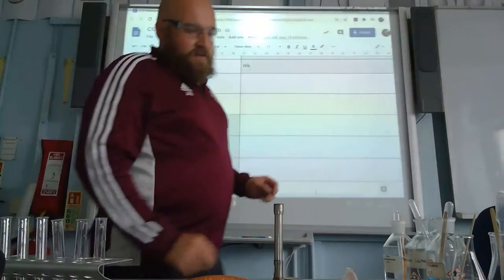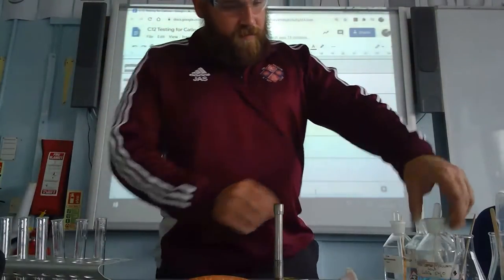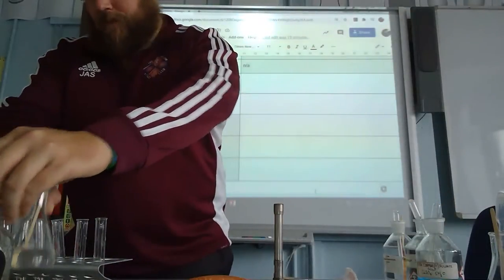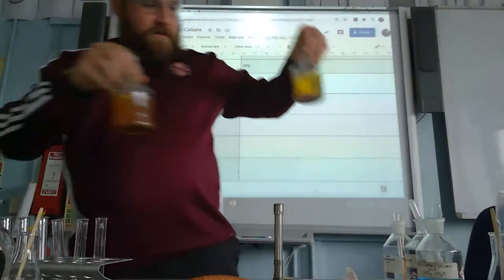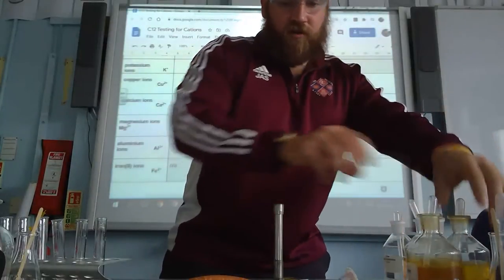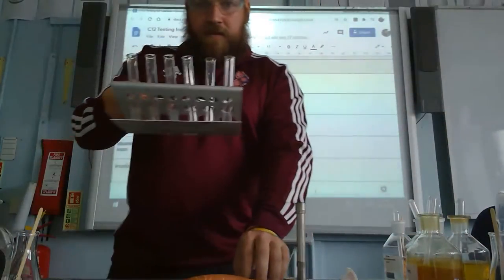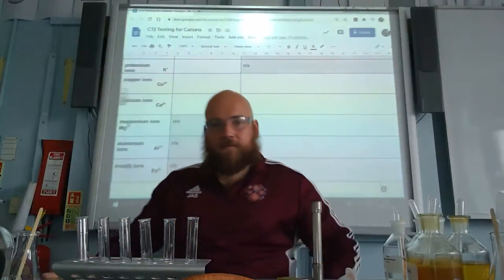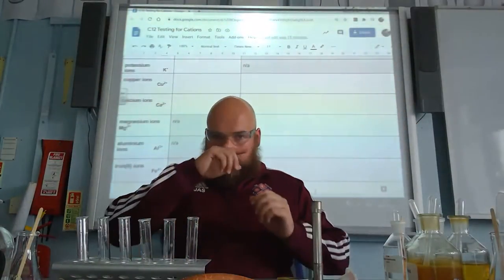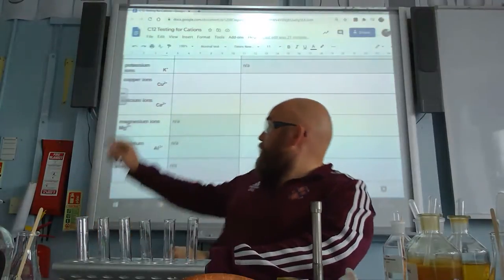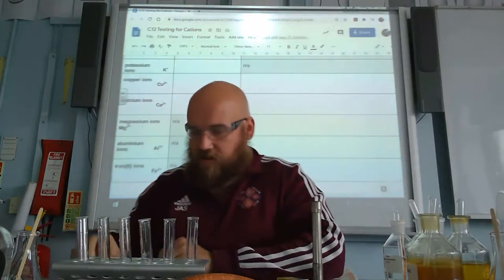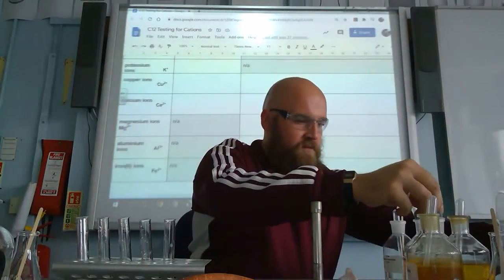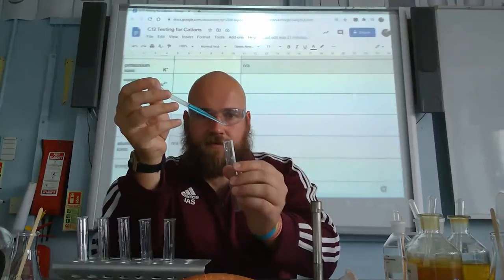How we're going to do that, we are going to put some in a test tube. So I'm just going to get rid of the bottles I don't need right now, and bring in the ones that I do. I'm just going to add some sodium hydroxide to it. Okay, so hopefully you'll be able to see it on here. So, the first one we're going to test for is copper 2 plus ions. So, I'm going to get some copper 2 plus ions, this lovely blue solution here.